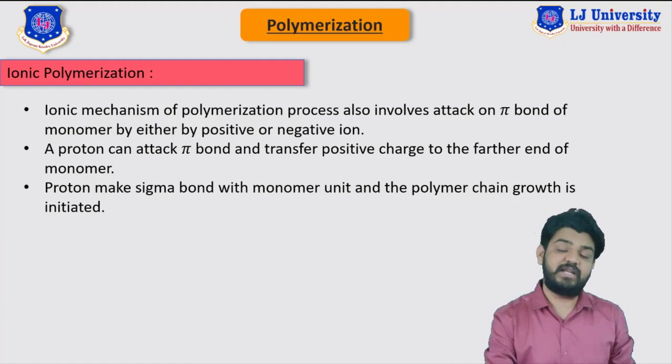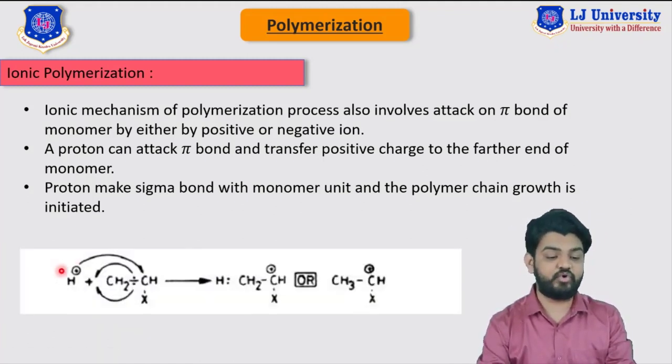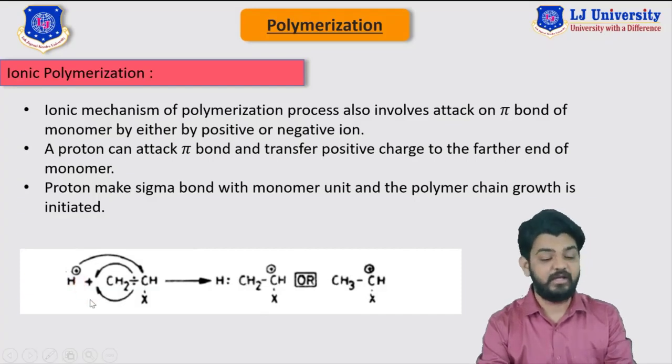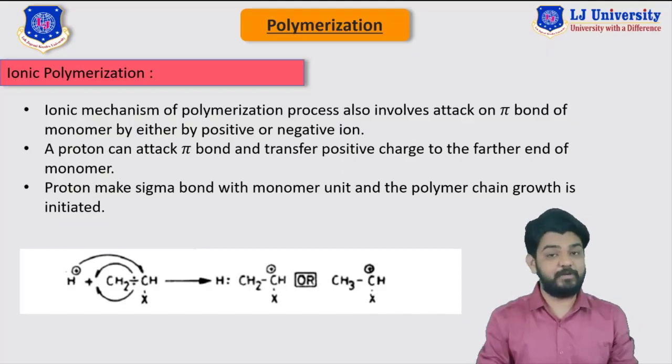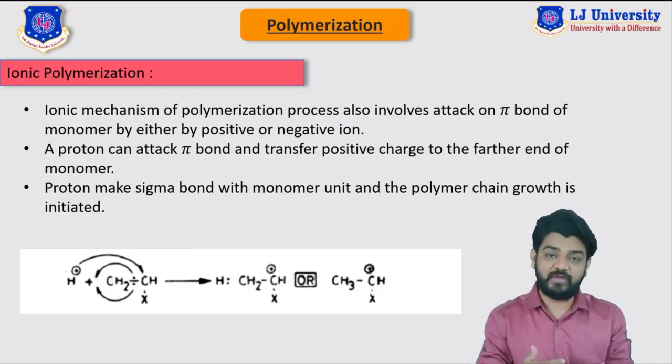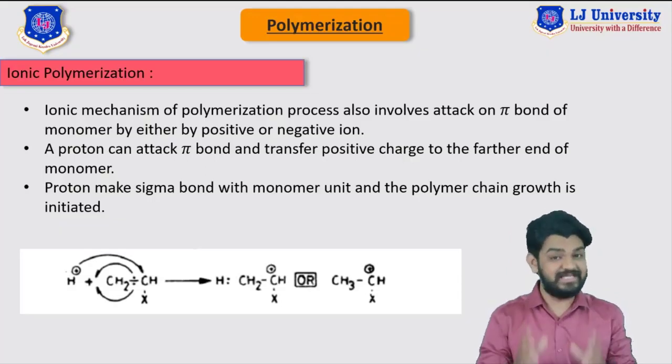To understand this, let's consider this image in which we have one proton, which is in contact with the monomer, what we call the ethene molecule. You can see that this ethene has a double bond between the carbons. This particular line shows the sigma bond, and these two dots are nothing but your pi bond. As we have said, the pi bond is not actually a bond, but just a cloud of electrons. So when we supply a sufficient amount of energy, this pi bond can easily break.